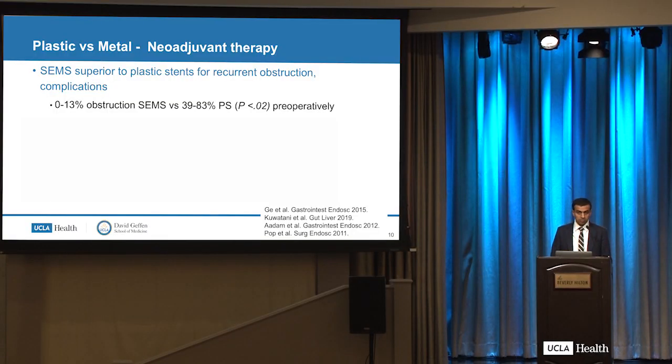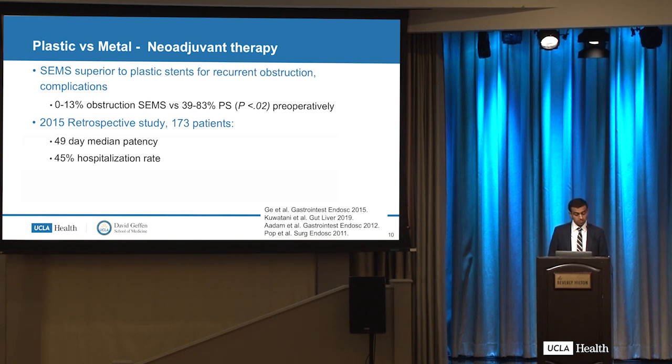Now, for patients that are undergoing neoadjuvant therapy before potential resection of their pancreas cancer, it's also been shown that metal stents are superior to plastic stents in terms of the rates of recurrent obstruction. You can see the rates are quite different in meta-analyses and also in head-to-head analysis. One retrospective study from our own institution, it was multi-center, showed only a 49-day median patency for plastic stents and a 45% rate of hospitalization. And so it's pretty well established now that patients undergoing neoadjuvant chemotherapy or radiation or a combination of the two before something like a Whipple procedure should probably have a plastic stent exchanged out to a metal stent.